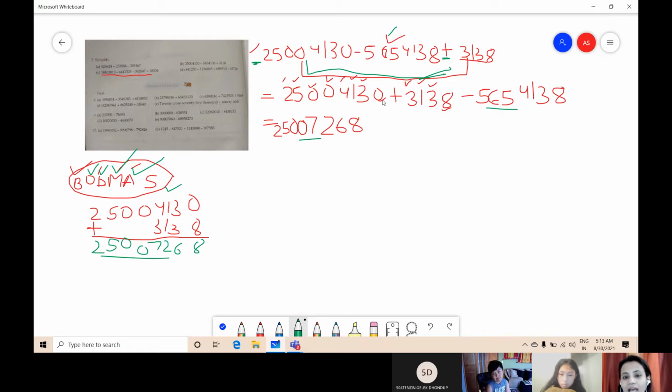How have I added? I have added the ones place together, like 0 in the ones place and 8 in the ones place. 0 plus 8 will be 8. So I have written 8 in the ones place. Now we will add the numbers of the tens place. 3 plus 3, both 3s are in the tens place. So 3 plus 3 will be 6. So I have written 6 in the tens place. Now 1 is in the hundreds place, and here also 1 is in the hundreds place. So I have added both 1s, it will become 2. So I have written 2 in the hundreds place.